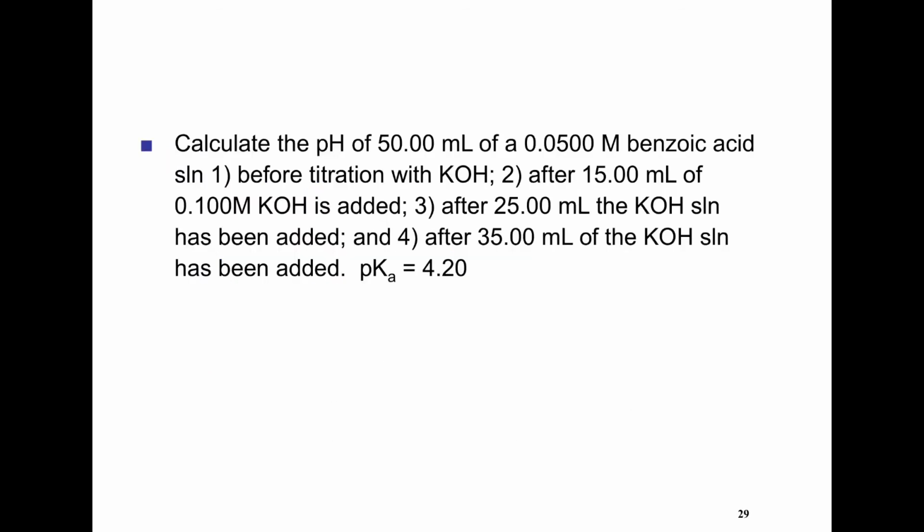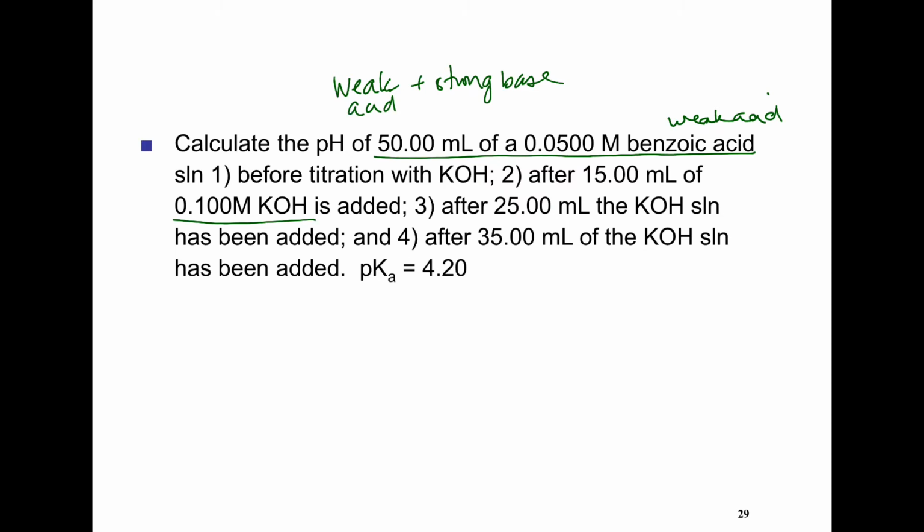So let's do an example of a weak acid and a strong base. We're going to have similar concentrations here. We're going to start with 50 milliliters of a 0.5 molar benzoic acid, so that's our weak acid. And we're going to titrate it with the 0.1 molar KOH, so that's our strong base.